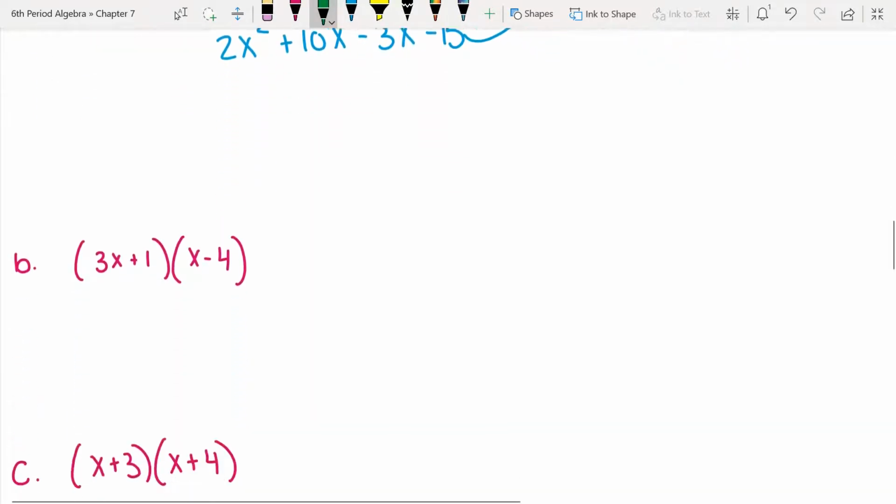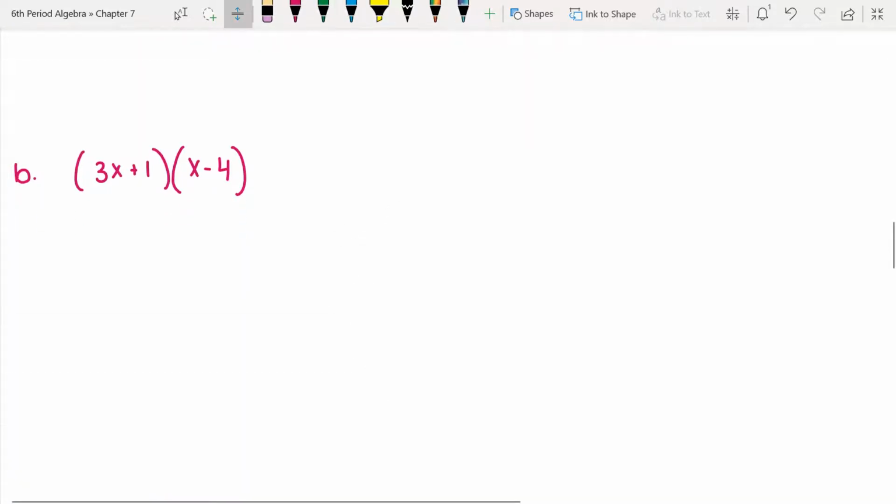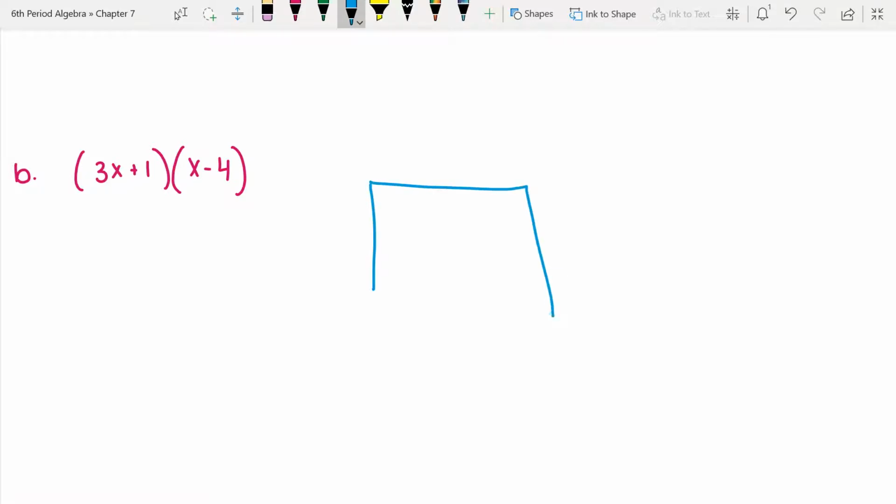Let's try another one. Again, this is still one I'm going to do for you, and then I'll let you try one on your own. Notice you're going to try every method on your own to see which one you like the best. So here I still have binomial by binomial. So I'm making a square.